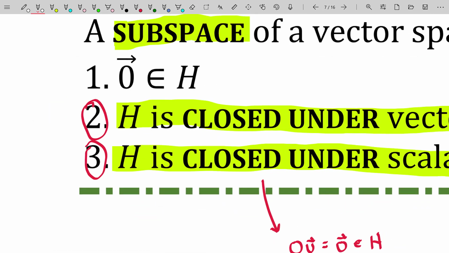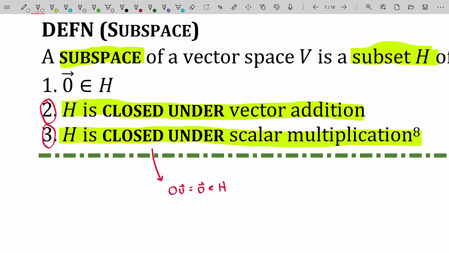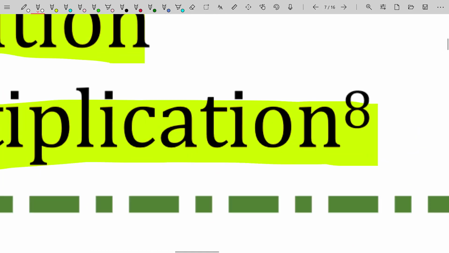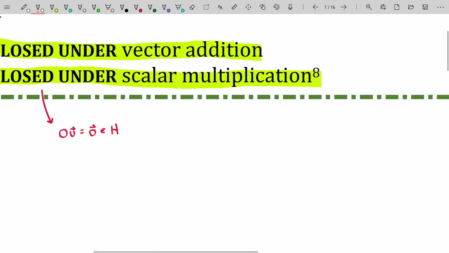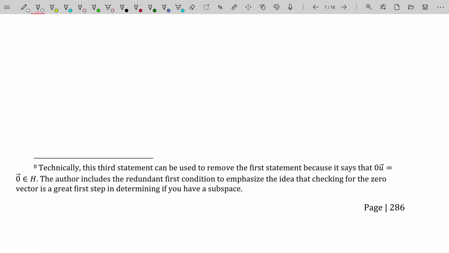But to be honest with you, when you're proving that a collection of objects which exist within some vector space F is actually a subspace of that vector space F, you really only have to prove parts 2 and 3. You don't have to prove part 1 here. And if you notice, I do have a footnote right here at the very bottom of this page that just repeats what I just said. Technically, the third statement, which is closure under scalar multiplication, can be used to remove the first statement because it says that 0 times the vector u is the 0 vector, which is in H, and that immediately is the very first condition.